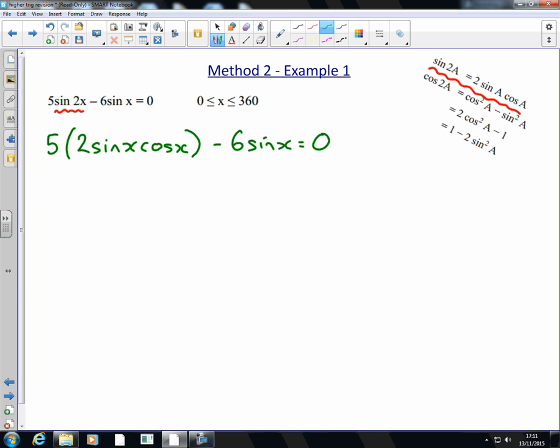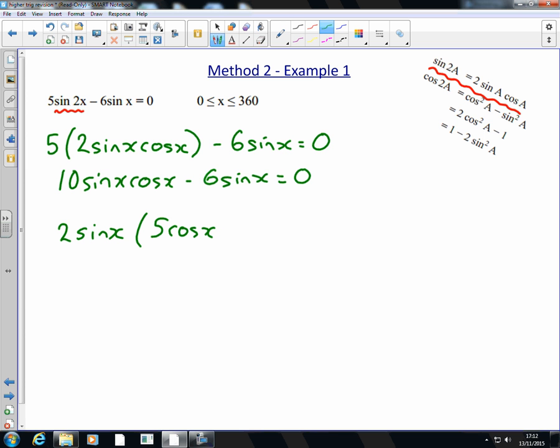Now, that 5 times 2 sine x, that's easy enough to deal with. That'll be 10 sine x cos x minus 6 sine x equals 0. And in these examples, you're always going to sub in, and then you're always going to factorise. Okay, so between the 10 and the 6, you've got a factor of 2. You've got a sine x in both. So 2 sine x is going to come out the front. Left in is 5 cos x minus 3, and that's equal to 0.